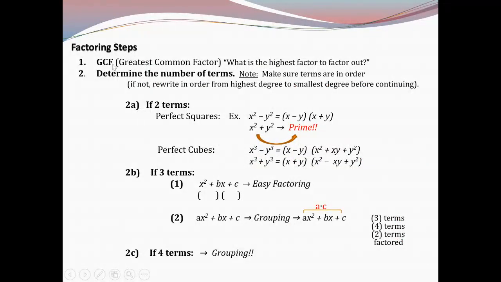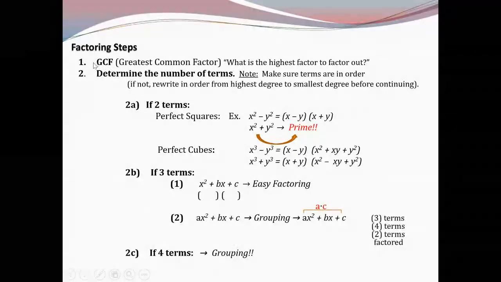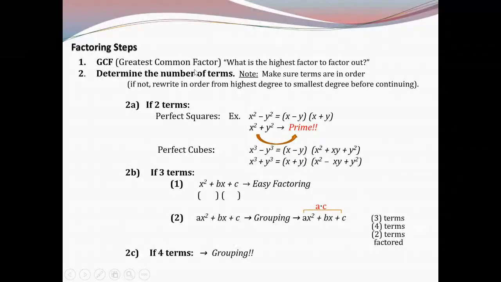These are the steps that were in that handout on how to factor. The first step is finding the GCF. What's the greatest common factor? In other words, what is the highest factor to factor out? Step 2 is to determine the number of terms. As a note, make sure the terms are in order. If not, rewrite them in order from highest degree to smallest degree before continuing.